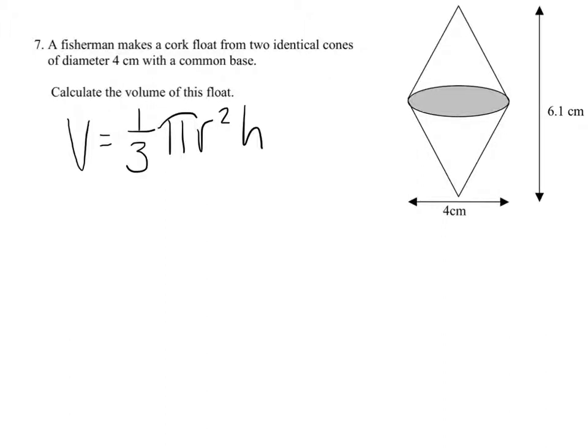Now, our diagram is 2 identical cones joined together. We're just going to work out the volume of one of the cones and then multiply it by 2. We'll assume that you have a calculator for this question. So, first of all, we need to identify the radius and the height. So, 4 centimetres here, we're told is the diameter, which means the radius will be half of that. The radius will be equal to 2 centimetres. And the height from the top to the bottom of the float is 6.1 centimetres. The height of one of the cones will just be half that, which is 3.05.